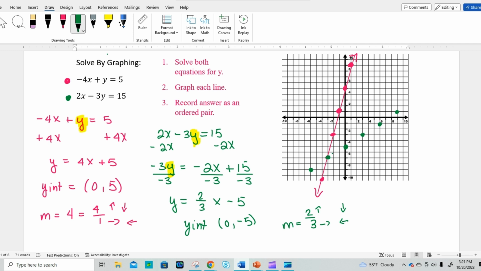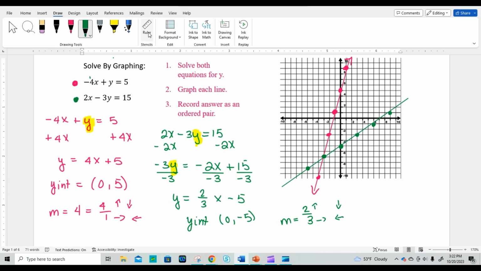So now I'm going to draw my green line. Okay, so there's my green line, and I'm going to put arrows on the end. I've drawn it across the edge of the graph. And even before I drew this green line, you could probably see where they intersected. And that's kind of why I did it this way, because this point right here is the intersection point. So we have to name that point, and that is going to be our answer.